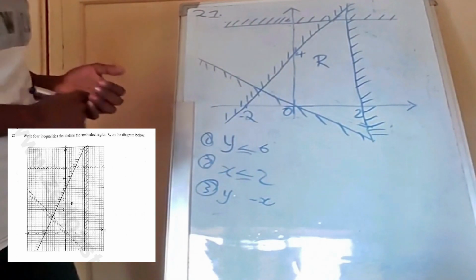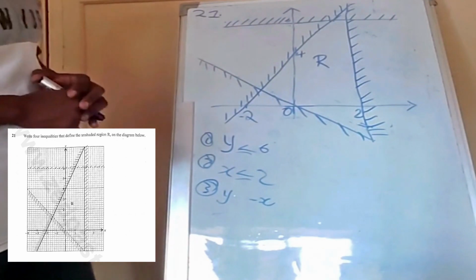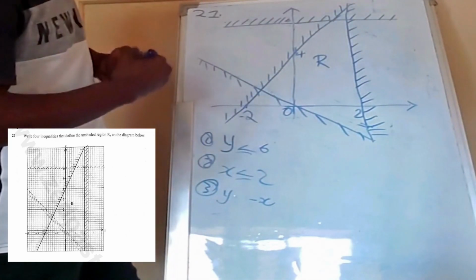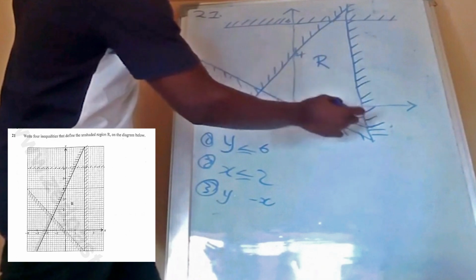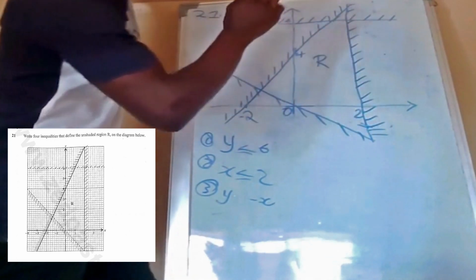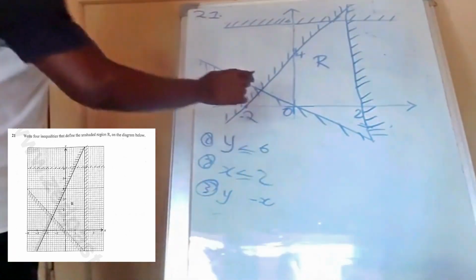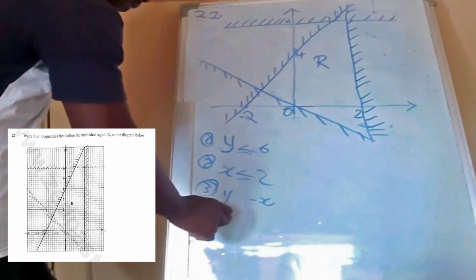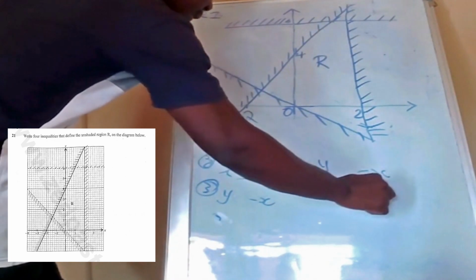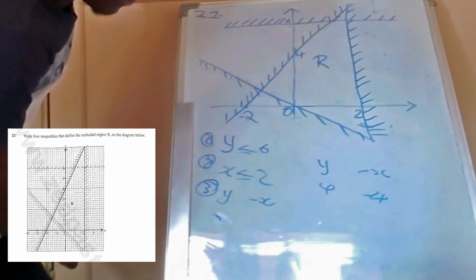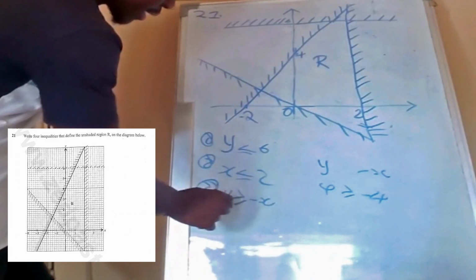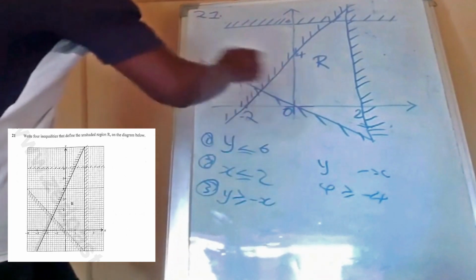Y and negative x. So now what are we interested in? Which part is greater than the other? Is it this part or that part? How do you know? Let's pick this point, 4,4, which I believe is in the wanted region. So we've got y and negative x: 4 and negative 4. Which one is greater? The one that is greater is this one. So we put the same symbol there, and we're done with this inequality.